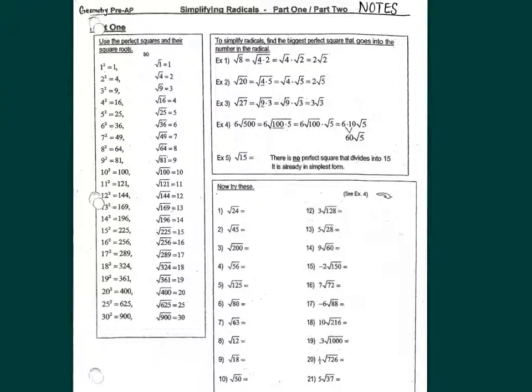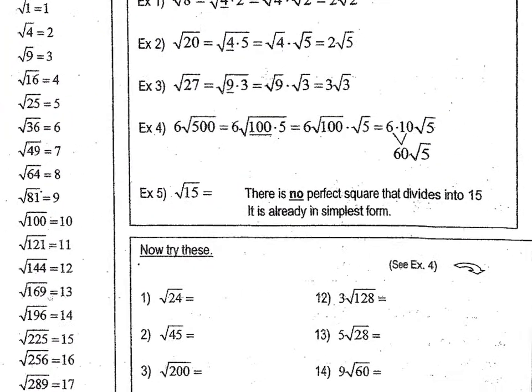On the square root of 500, what you do is, first of all, you try to simplify the 500. So which is the biggest perfect square number that goes into 500? I guess it's 100, right? And 100 times 5 is 500. Then you rewrite the square root of 100 and the square root of 5 separately.